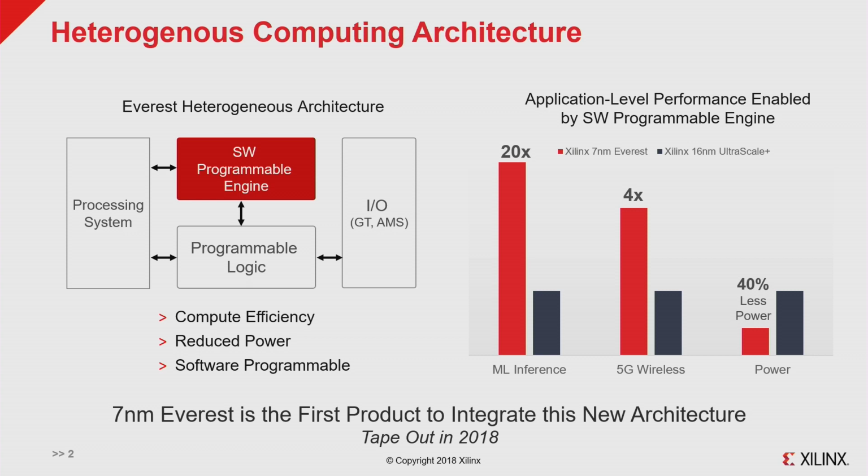This block provides compute efficiency. It's a massive boost in the compute capacity of the architecture, reduces power, and it's software programmable. On the right-hand side of this slide, you can see a few benchmarks that Xilinx has also announced in March. There are two main benchmarks for which we have designed this architecture: machine learning inference and 5G wireless. You can see, compared to existing Xilinx products, the performance boost and the application-level performance that you get by using this software programmable engine.